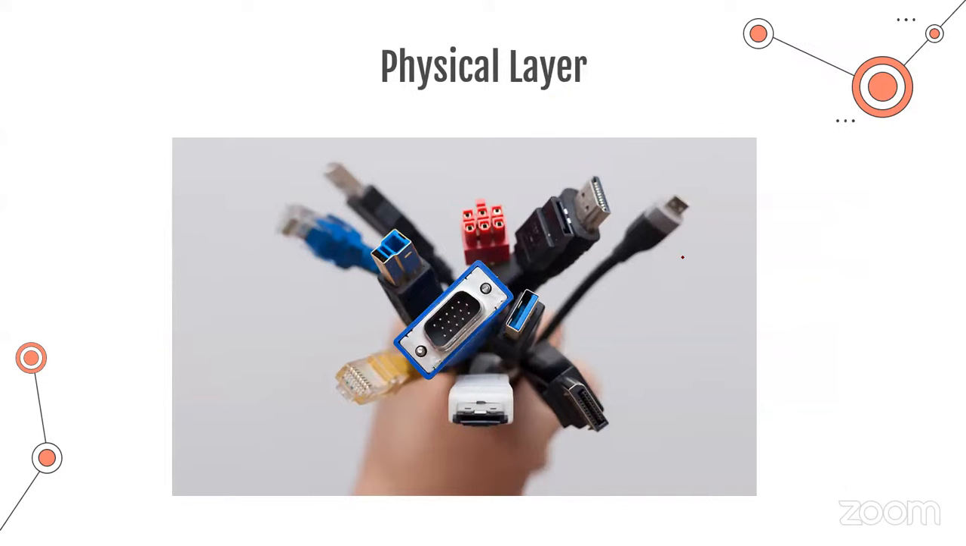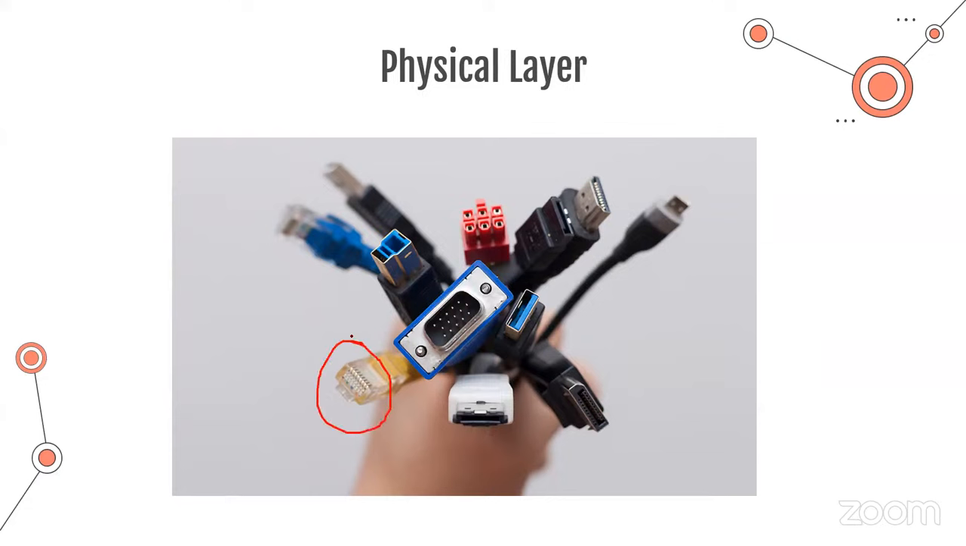Now, the physical layer. The first layer, the physical layer. Believe it or not, our networking or internet cannot work without wires. You need wires so that your networking devices can send information. As you see in this diagram, there are different types of wires.